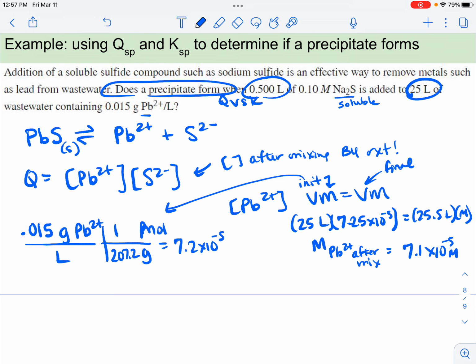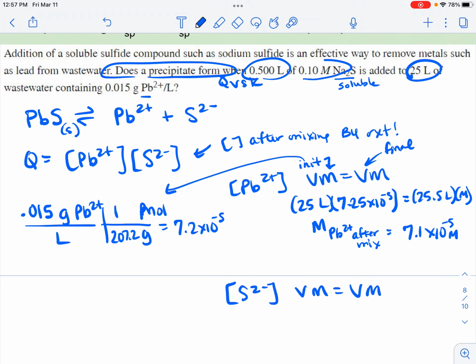Notice that the solution is mostly this lead solution anyway. It's 25 liters of it. So that's kind of why it's so close to that molarity of before. We need to do the same thing for the molarity of the sulfide ion after mixing, right? But before they react. So I'm going to do the same thing, M1V1. And this one's a little easier because they gave me the molarity of the sodium sulfide when it was in its half liter. So I have a half a liter of 0.10 molar sodium sulfide.